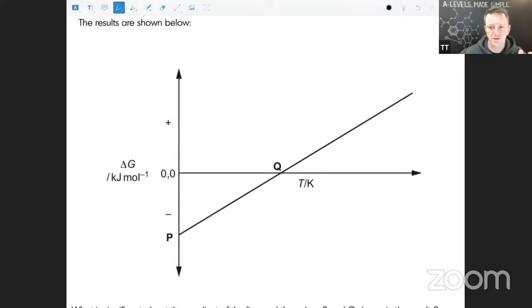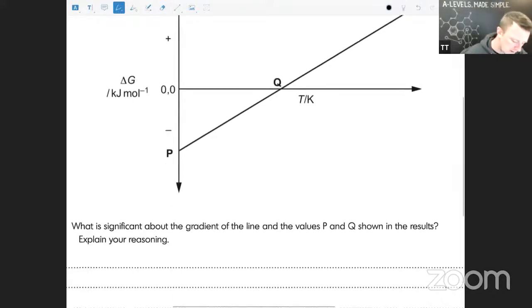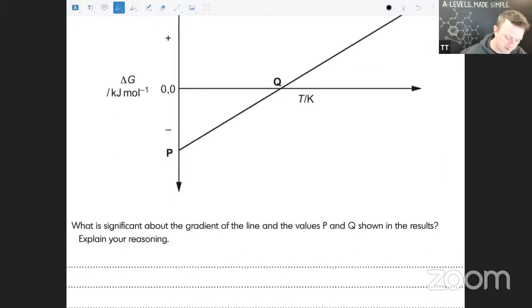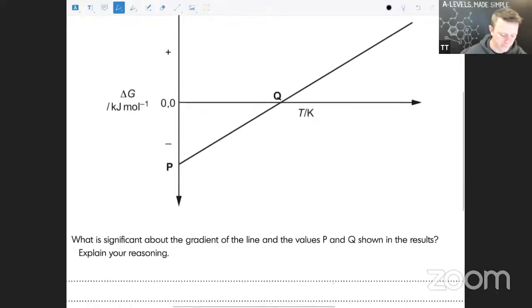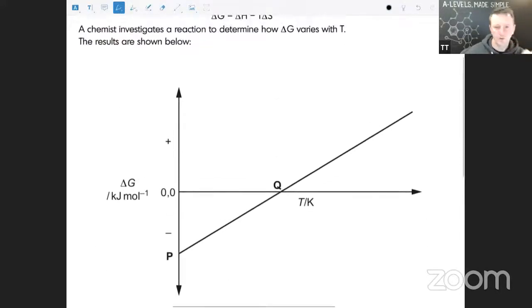Let's do this question just in parts. So the question here is, what's significant about the gradient and line values P and Q shown in the results? Explain your reasoning. So what's P? What does that tell us about the reaction? Be specific. P is delta H, yes, but let's be specific.